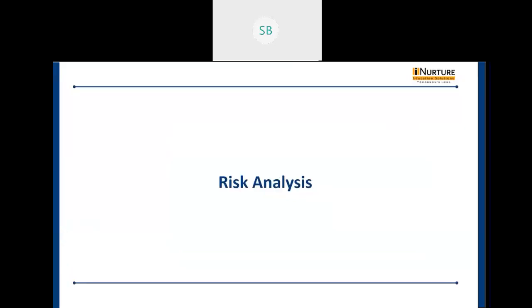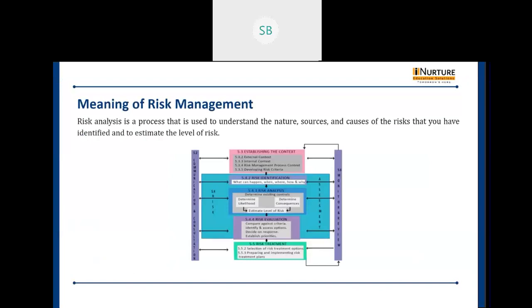So, good afternoon, everyone. We are in the second part of the third module, risk analysis. We have already seen the risk management process. There are 7 steps of the risk management process. The first step is establishing the context, and then we have risk identification, then risk analysis, risk evaluation, risk treatment, then monitoring and review, and the last one is communication and consultation.